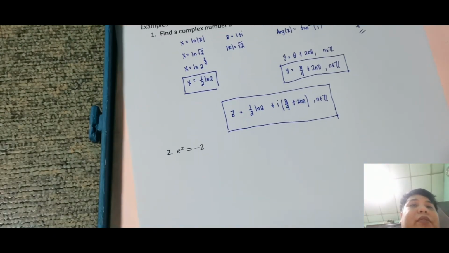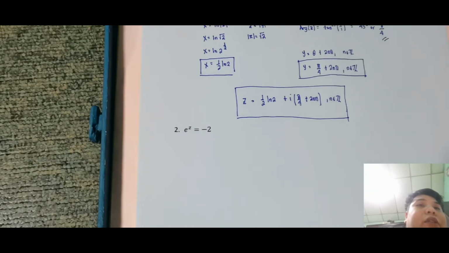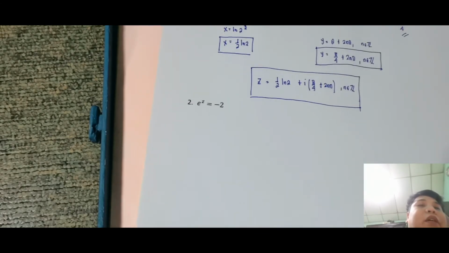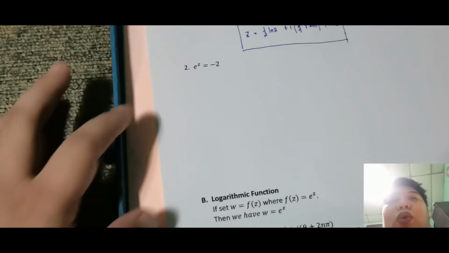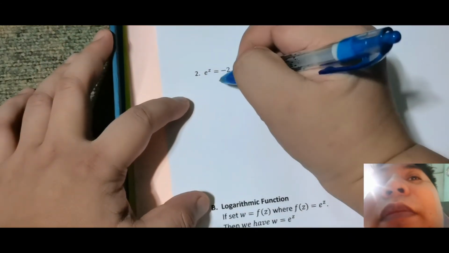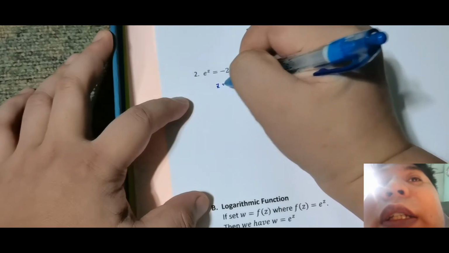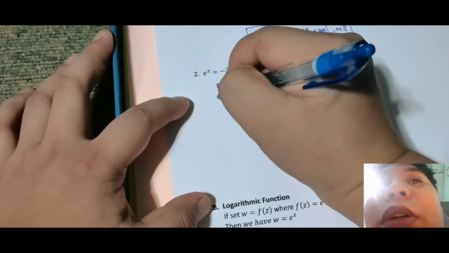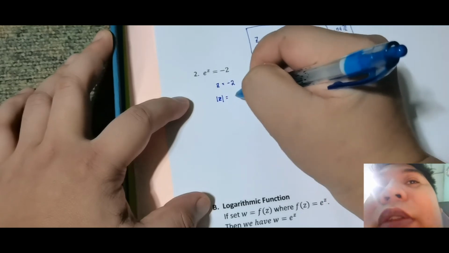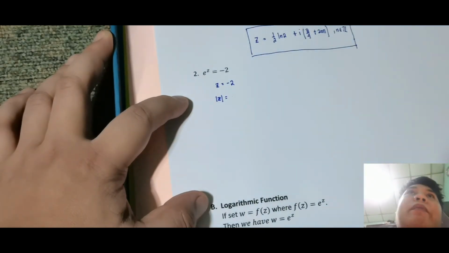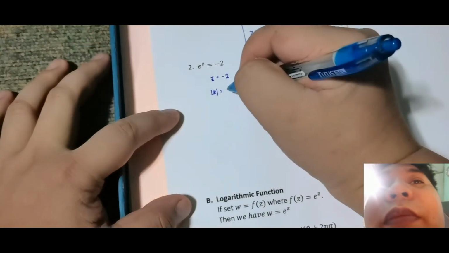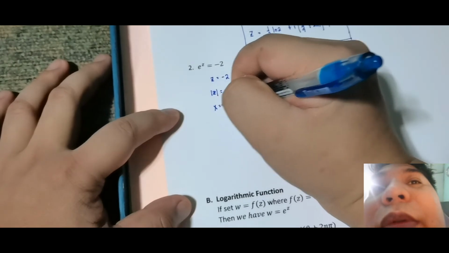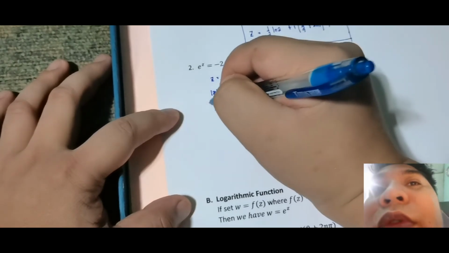Okay, so let's have number 2. So let's have e raised to z is equal to negative 2. Ganun ulit, hahanap tayo ng z is equal to x plus iy such that yung e raised to z is equal to negative 2. So ganun ulit, ano yung ating z? Z natin is negative 2. Modulus of z is equal to, that is, negative 2 squared plus 0 squared, that is 2, no? Positive 2. So therefore, x is equal to ln of 2.